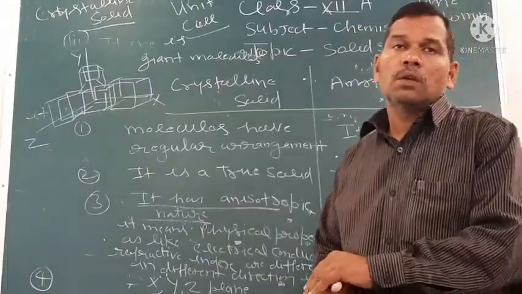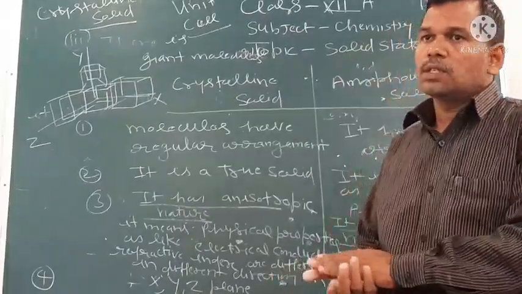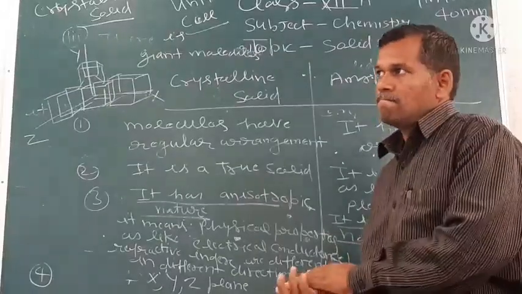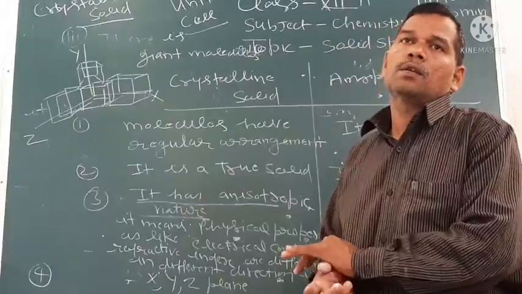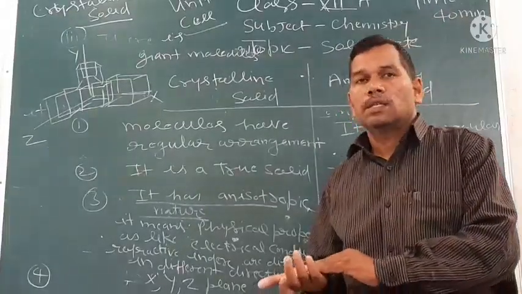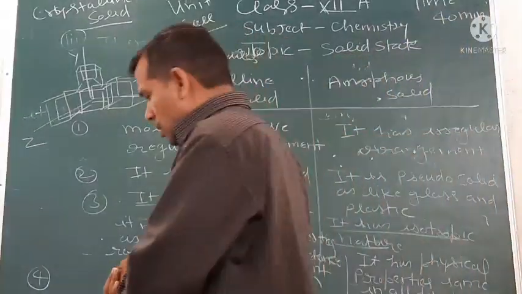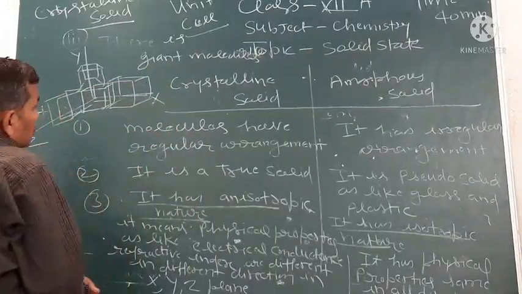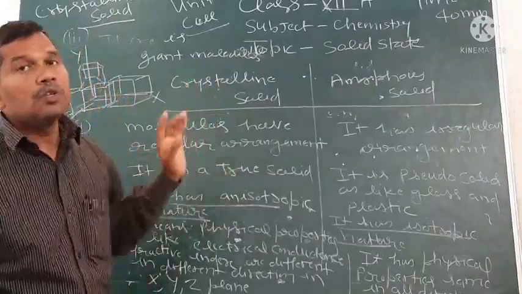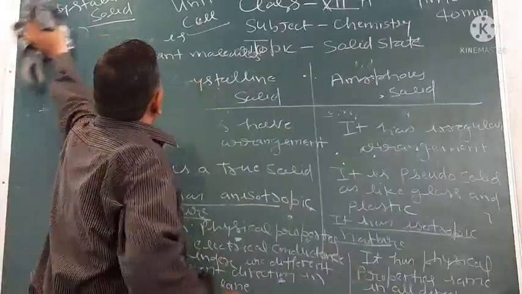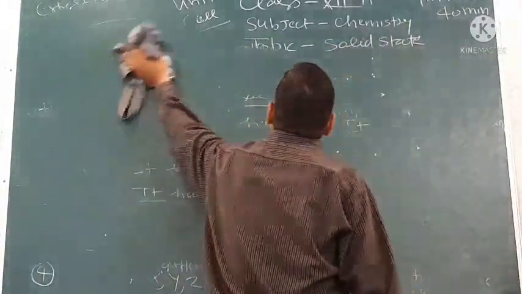The study of crystals is called crystallography. We can study crystals and their properties. That branch of science is called crystallography. There are atoms and unit cells.